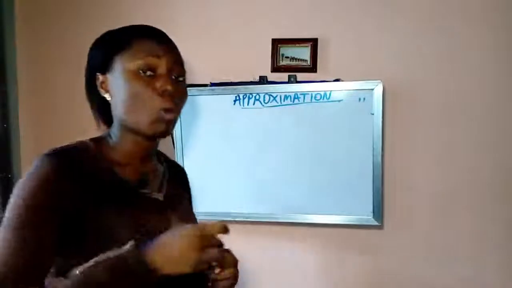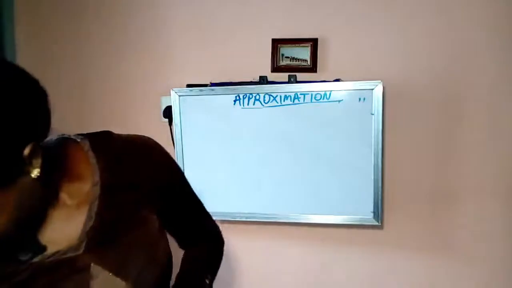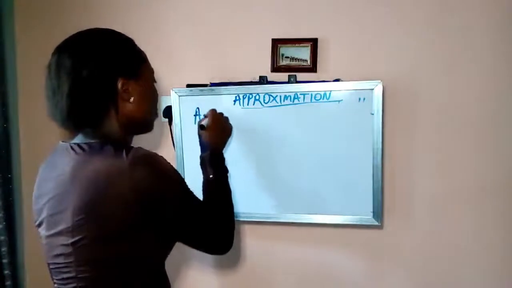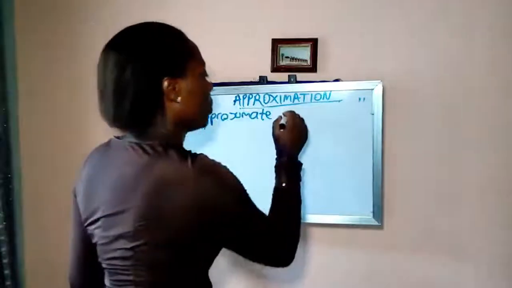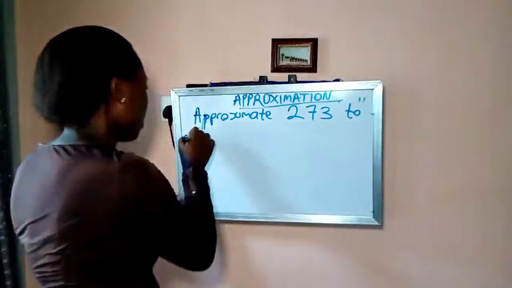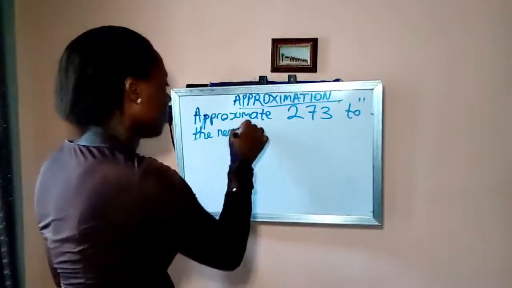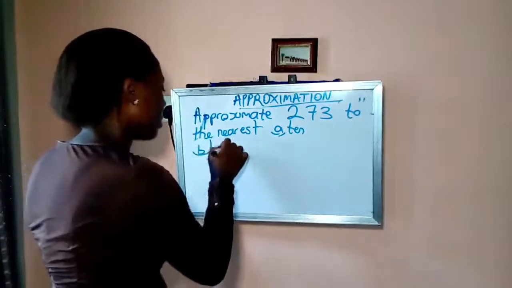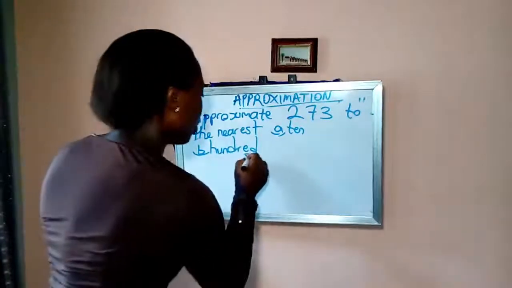We'll do just one more example so you can see the differences. Let's see a number. Approximate 273 to A, the nearest 10, B, the nearest 100. Okay? Solution.